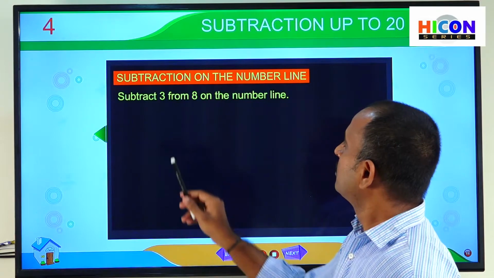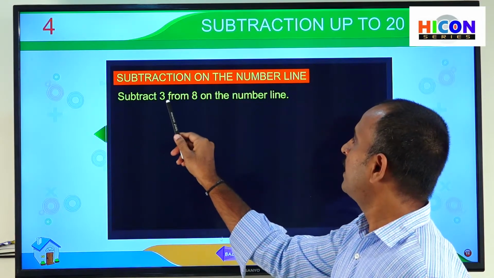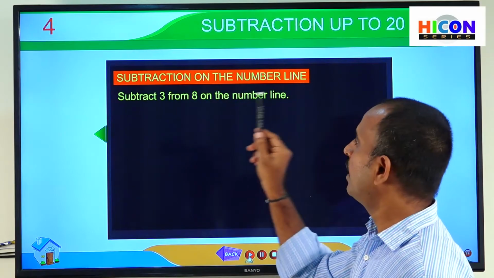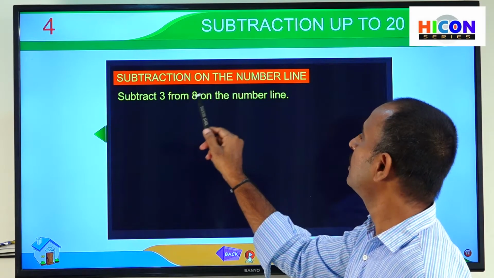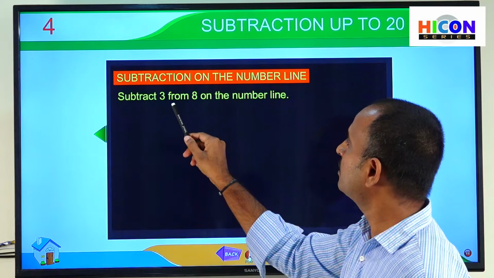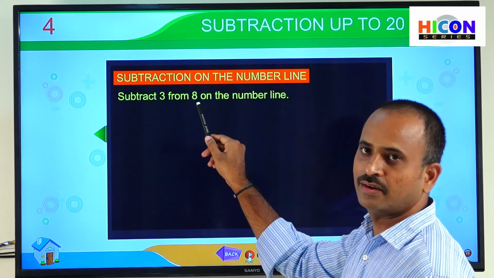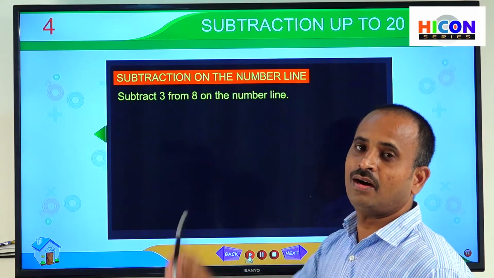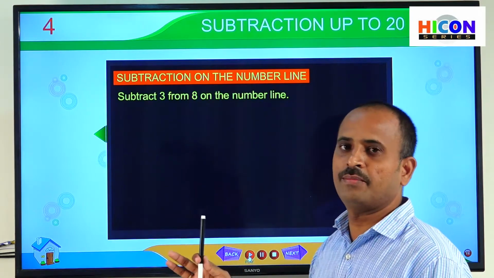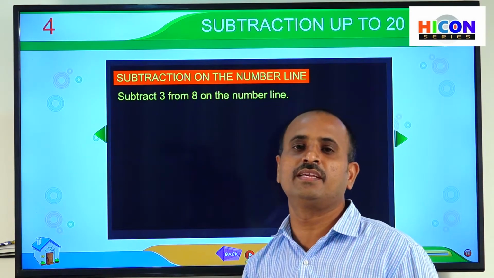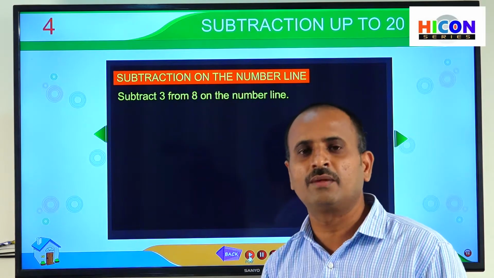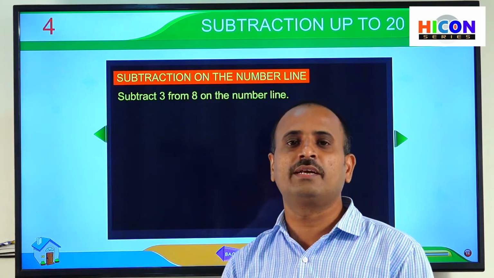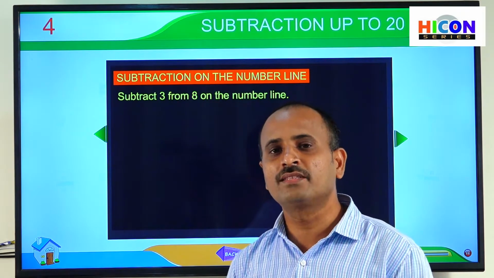Children, the example is: subtract 3 from 8 on the number line. We have to do this subtraction on the number line. So what is the subtraction? Subtract 3 from 8. Children, already we have discussed the number line in the previous chapter, that is addition up to 20. What is the number line, how to draw the number line and how to mark the numbers on the number line. So what is the number line?